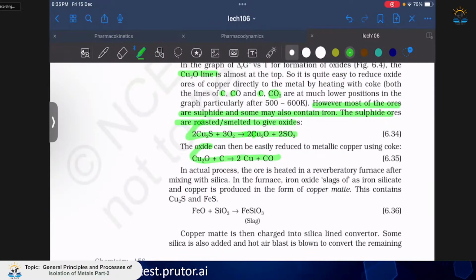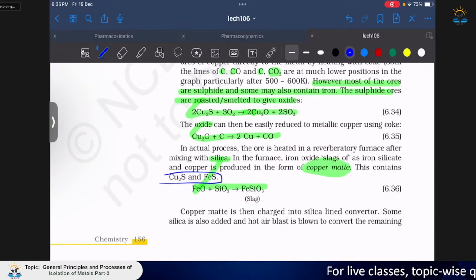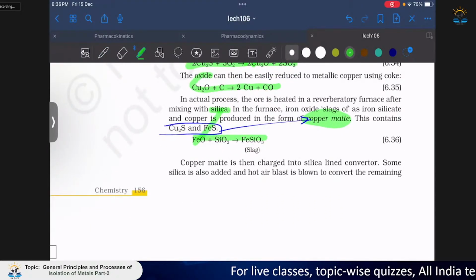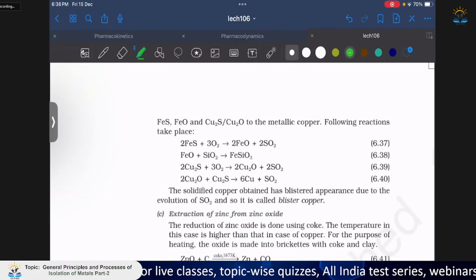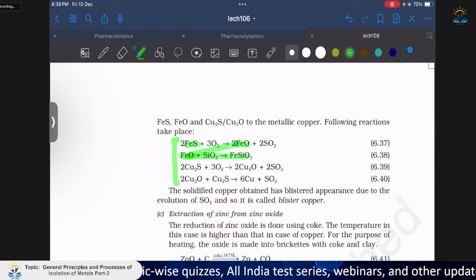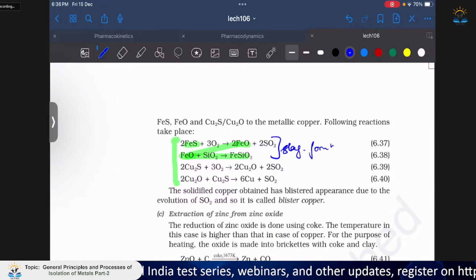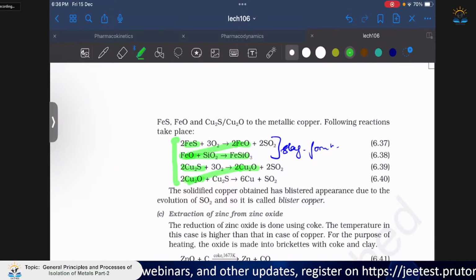In the actual process, ore is heated in the reverberatory furnace after mixing with silica. Silica, why? Because it will remove the iron impurity. Okay. And the copper that is produced, it is called copper matte. It contains these two compounds. After getting copper matte, you charge it into a silica-lined converter and these reactions occur. So FeS is turned to FeO, FeO is turned to FeSiO3. This is the slag formation. The reaction of our concern is Cu2S is turned to Cu2O and Cu2O is turned to copper.